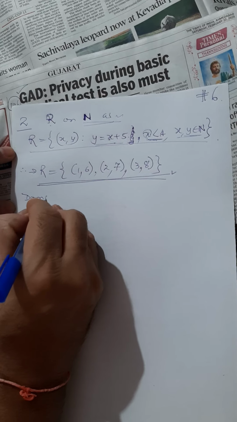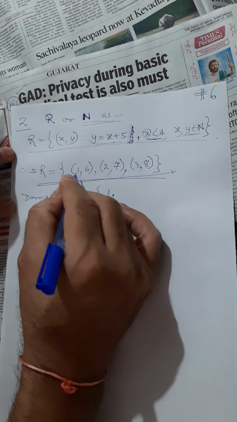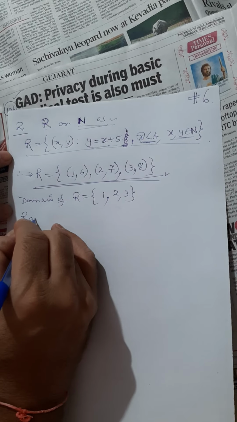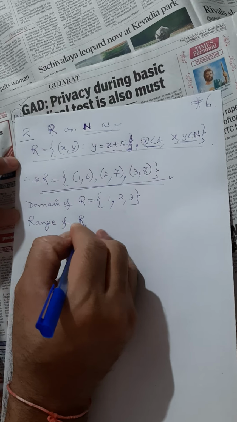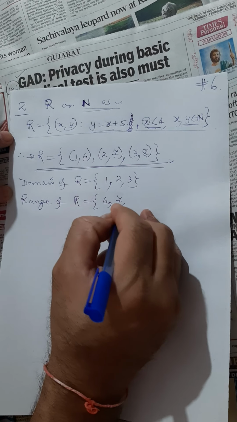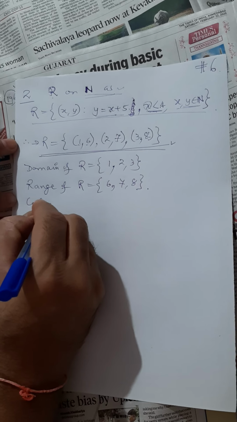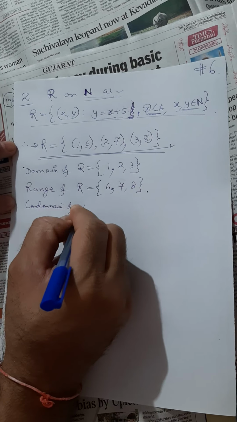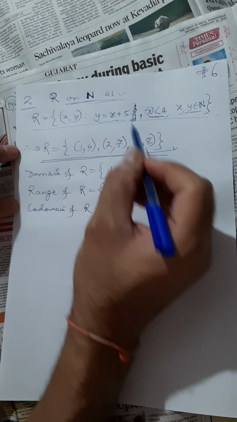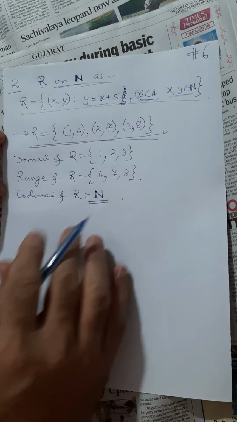What's the domain of this relation? Domain of R is all elements which are at the first place: 1, 2, 3. What is the range of the relation R? Range of R, all elements which are at the second place, which is 6, 7, 8. That is the range of R. Codomain, if you want to write, codomain of R, it's a relation on N, which means it's from N to N. So codomain is the entire set of natural numbers.